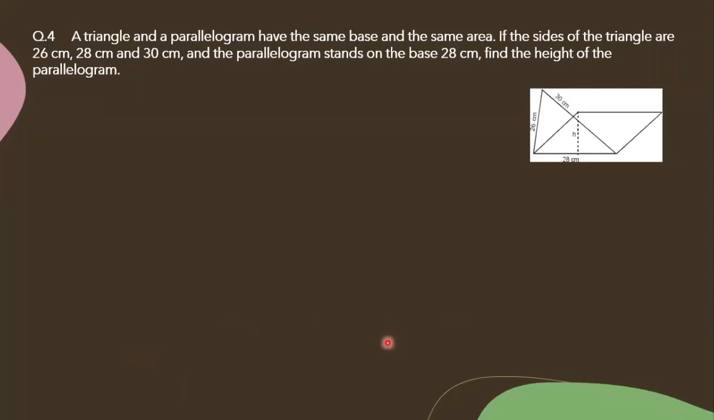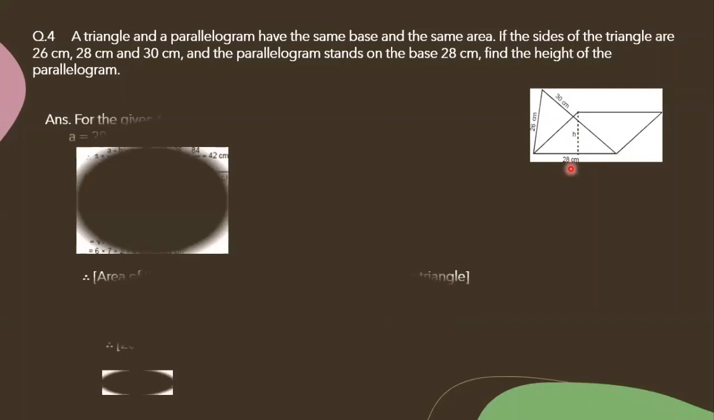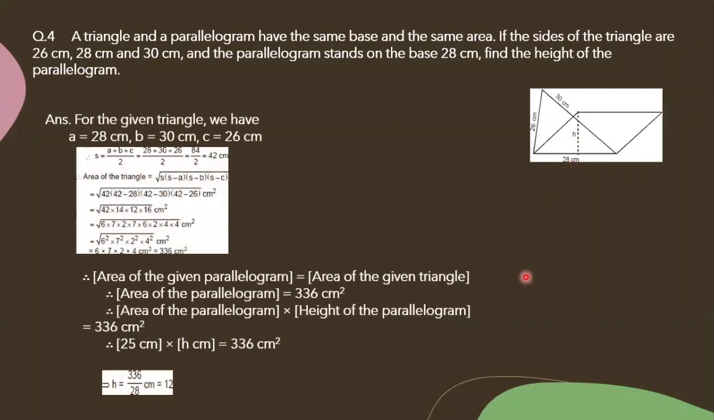I'll explain once again. Here the area of the triangle and the area of the parallelogram are the same. So first find the area of the triangle, that we are getting 336 centimeter square, is equal to base into height of this parallelogram. Base value 28 into H. So H is equal to 336 divided by 28. It is 12 centimeter. Any doubt, my dear students? Easy, no, this answer?